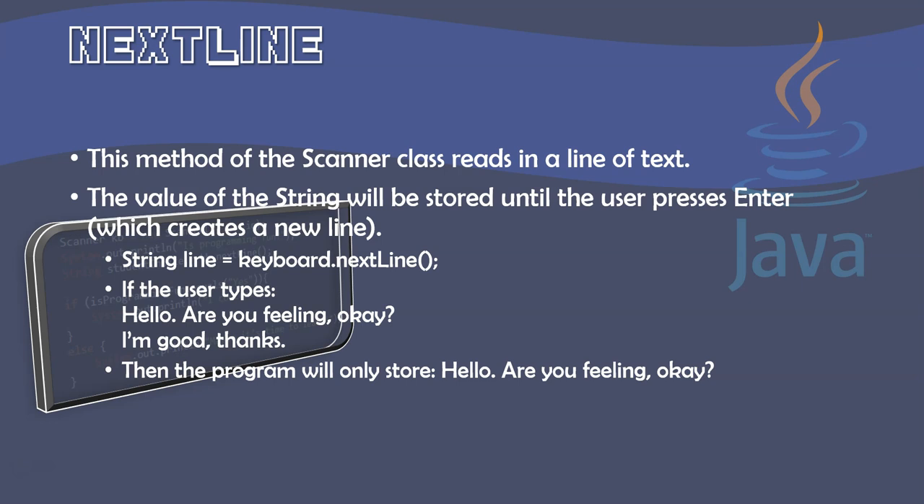So, for example, I have a String line equal to keyboard.nextLine. And a very common mistake: make sure you type out the word Line. There are no abbreviations here. It's not like our println statement, which is ln. This one is actually spelled out, Line. So, if we look at an example, let's say the user types, hello, are you feeling okay? I'm good, thanks. The program's only going to store this first line. It's not going to get the second line.